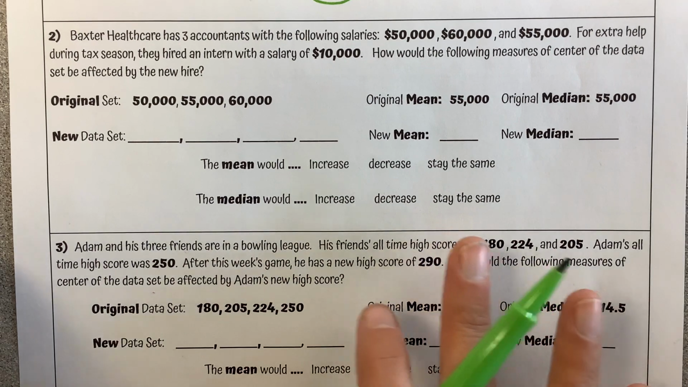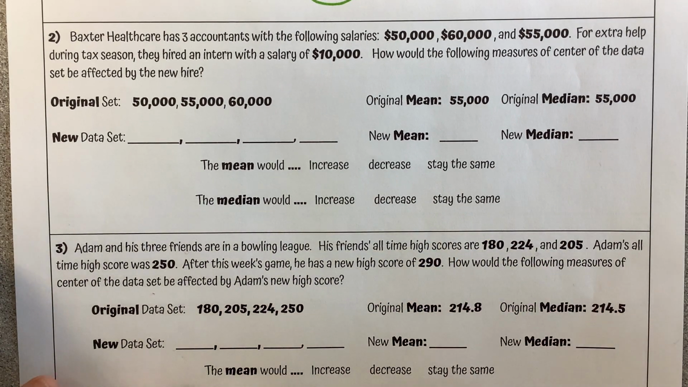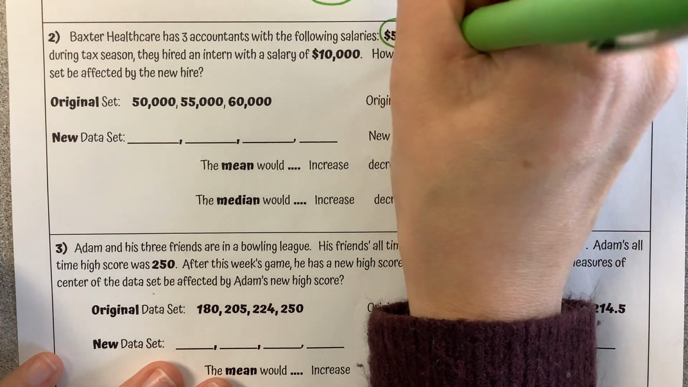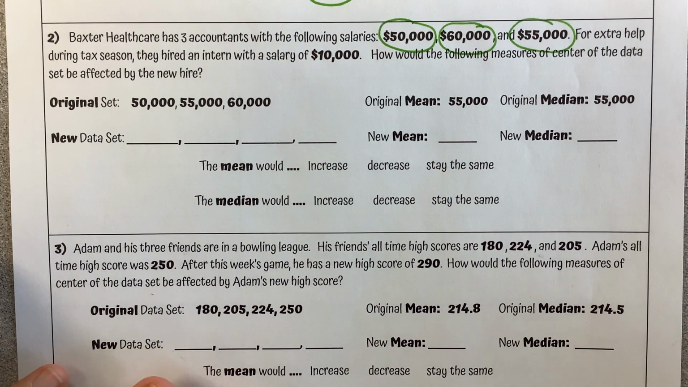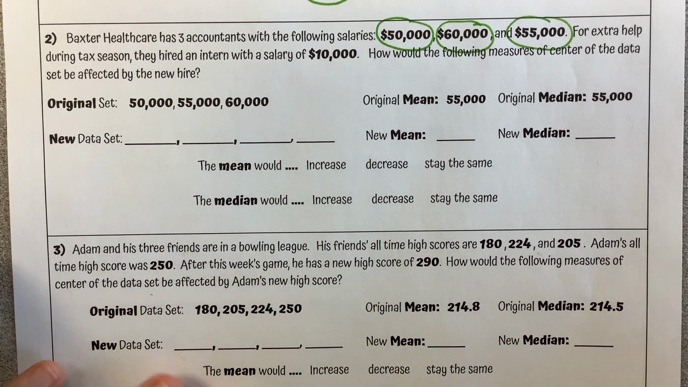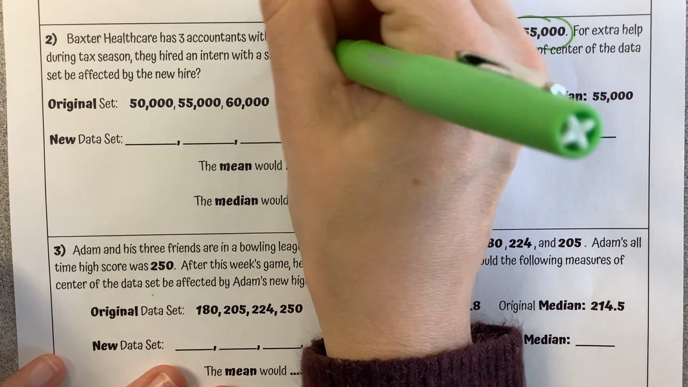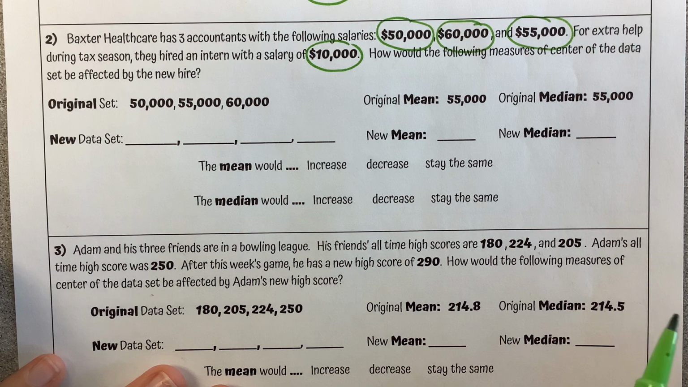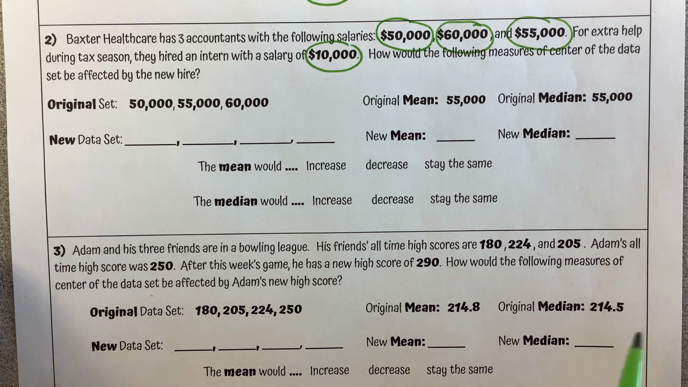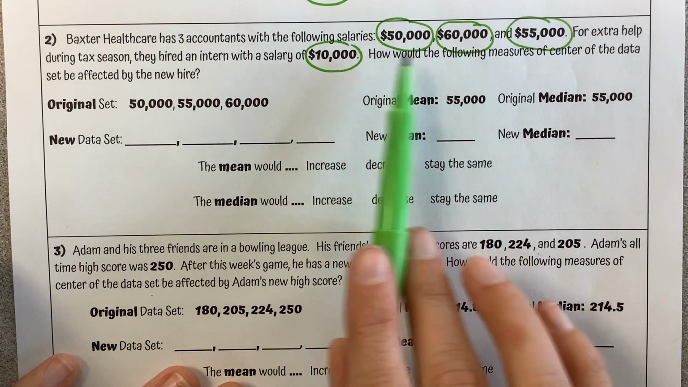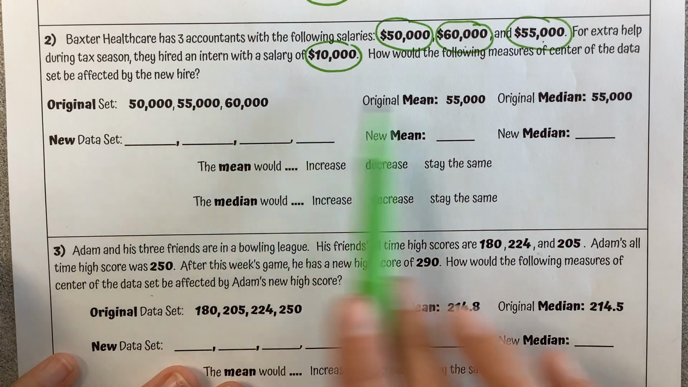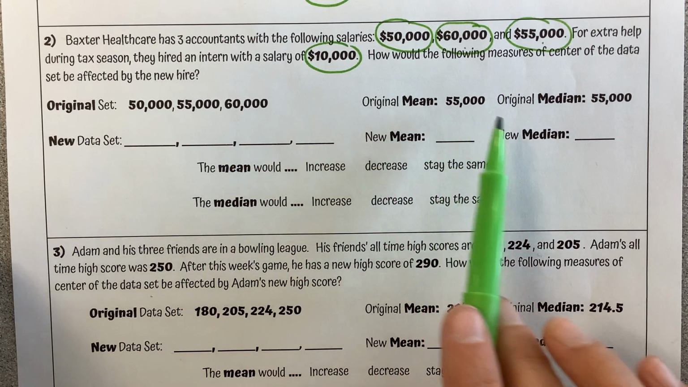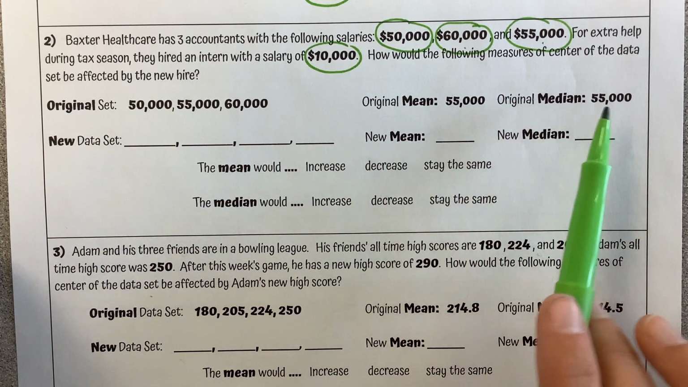All right, example number 2. Baxter Healthcare has 3 accountants with the following salaries: $50,000, $60,000, $55,000. For extra help during tax season, they hired an intern with a salary of $10,000. How would the following measures of center of the data set be affected by the new hire? So our original data set is just the original employees, 1, 2, 3, and then we have that listed here. We've calculated the mean would be 55,000, the median would be 55,000.